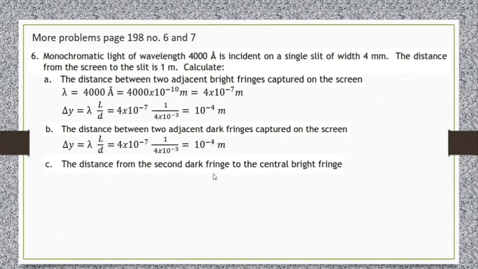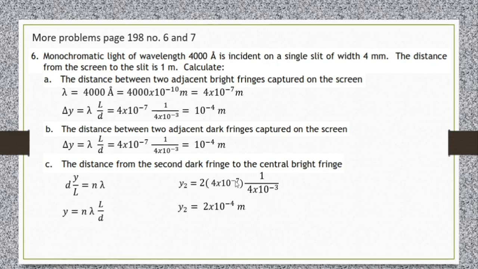See the distance from the second dark fringe to the central bright fringe. Remember that for dark fringes, for the single slit, the equation is this one, d y over L equals n lambda. In this case, we want to find y, the distance from the second dark fringe to the central bright fringe. So y2 equals 2 lambda L over D, 2 times 4 times 10 to the minus 7 times 1 over 4 times 10 to the minus 3. It is equal to 2 times 10 to the minus 4 meters.